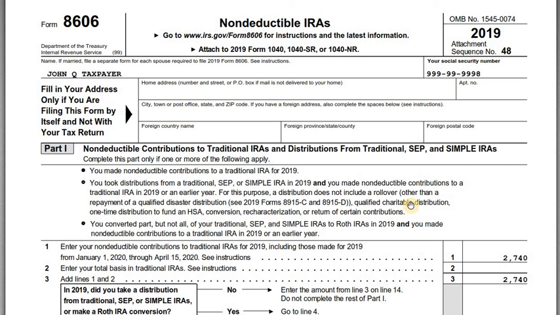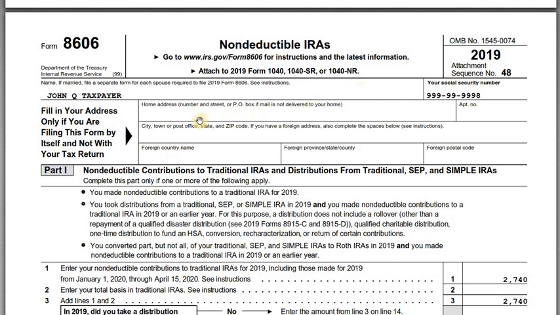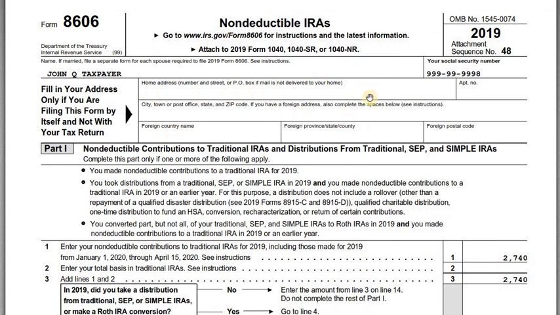And the reason we don't know that is because we don't look at your tax returns like this. We don't have your 8606 forms, and we're not rolling forward your basis in the IRA for 10, 15, 20 plus years. That's your responsibility.